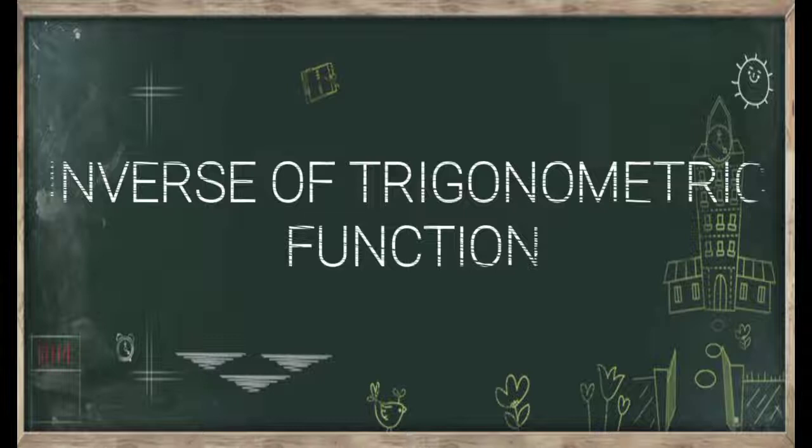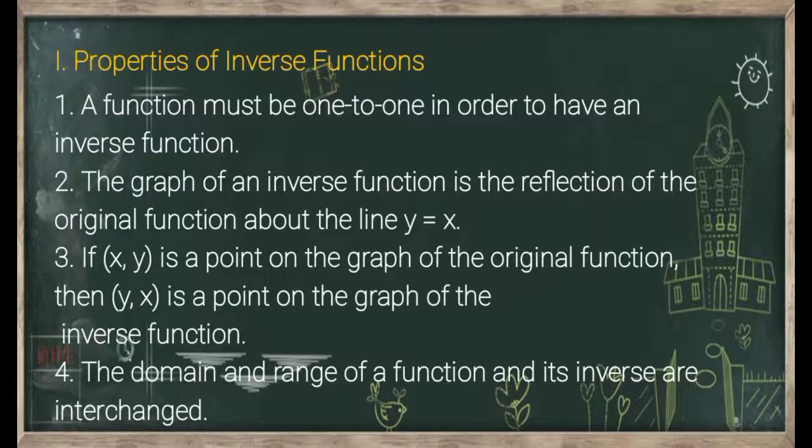So for this video, we will talk about the inverse of trigonometric functions. Properties of inverse functions. Number 1. A function must be one-to-one in order to have an inverse function. Number 2. The graph of the inverse function is a reflection of the original function about the line y equals x.